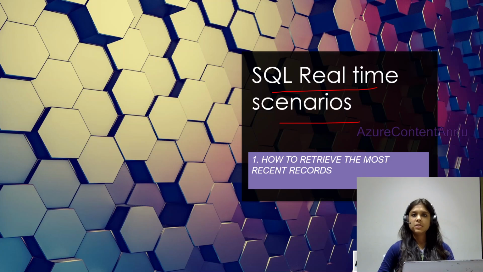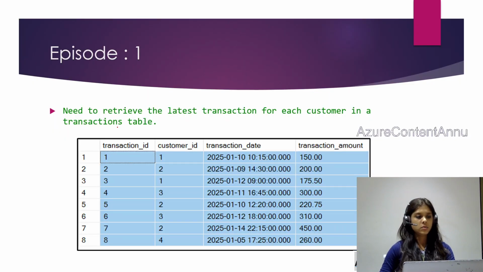Okay, so let's start with the first scenario. What we want is to understand how to retrieve the most recent records from a table. Okay, so let's understand the use case in detail. We need to retrieve the latest transaction for each of the customers in a transaction table.